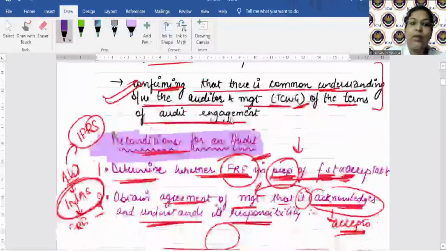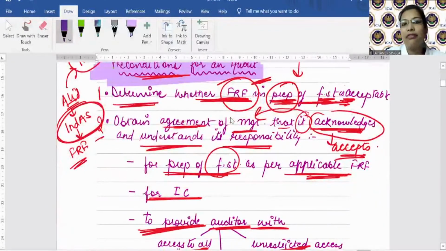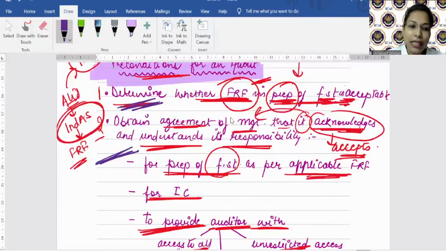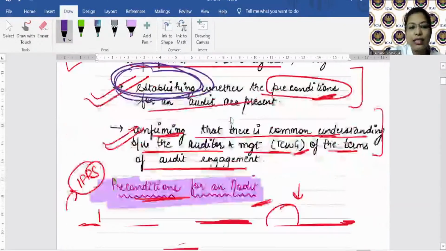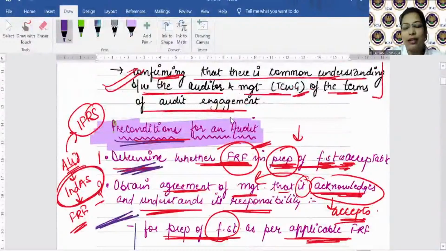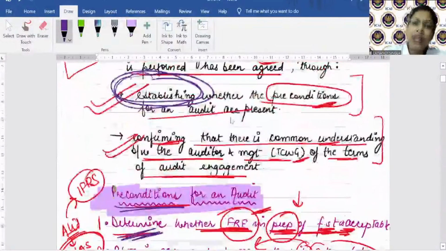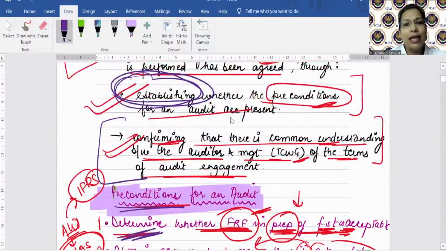He will see whether the applicable FRF is acceptable or not, and he will obtain an agreement of management that it acknowledges, accepts and understands that it is responsible for the preparation of financial statements, internal control, providing information, additional information, and unrestricted access. See, how to establish it, the answer is contained here: check the preconditions. Further, there should be a common understanding with respect to the contents of the agreement.